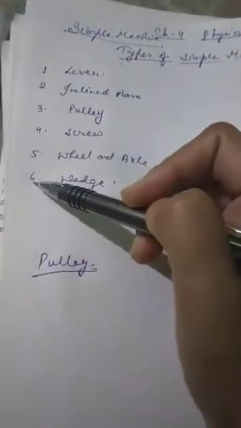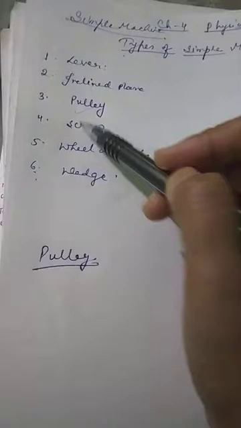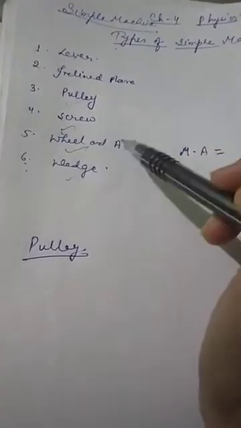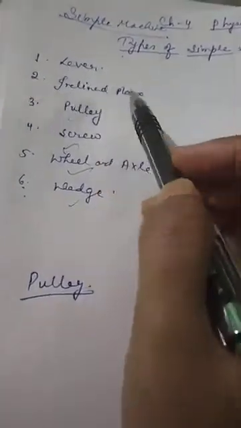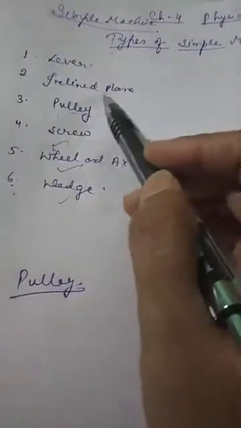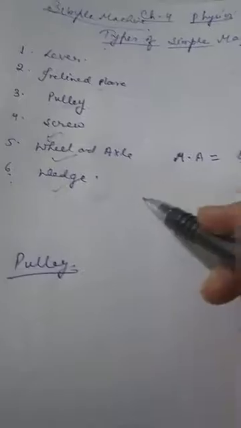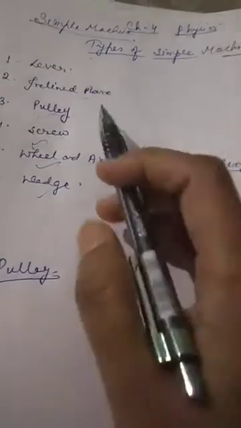There are basically six types of simple machines: lever, inclined plane, pulley, screw, wheel and axle, and wedge. Today we are going to discuss the inclined plane and pulley. Okay? So let's first understand what an inclined plane is and why we use it. An inclined plane is a slanting surface.